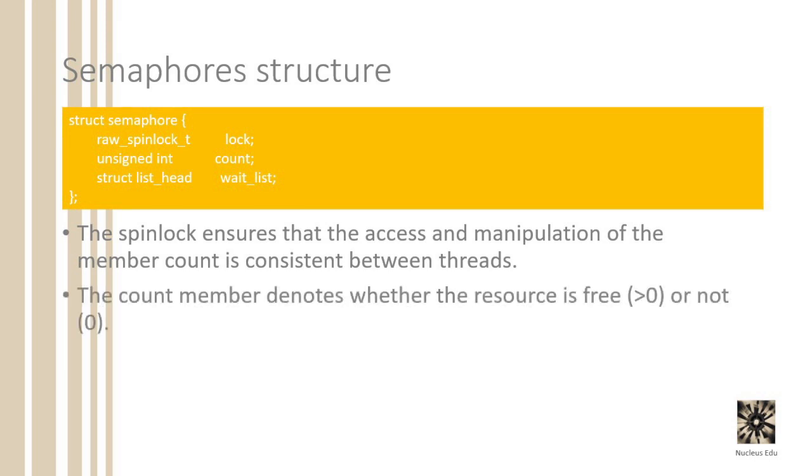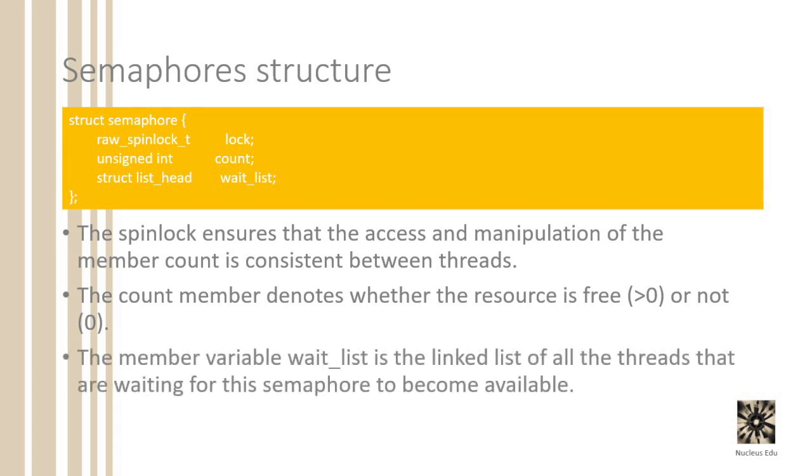The next member, which is count, denotes whether the resource is free or not. If it's free, it will be greater than 0 depending on what is set and how many resources are free, and if it is not free, the value of count would be 0. And the last member is wait_list, which is a linked list of all the threads that are waiting for the semaphore to become available.